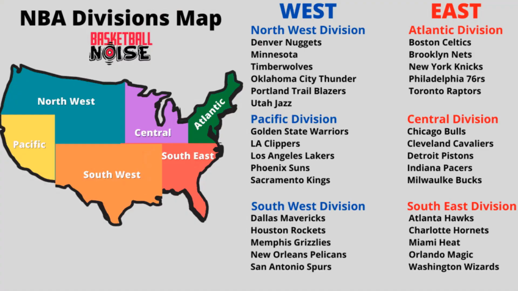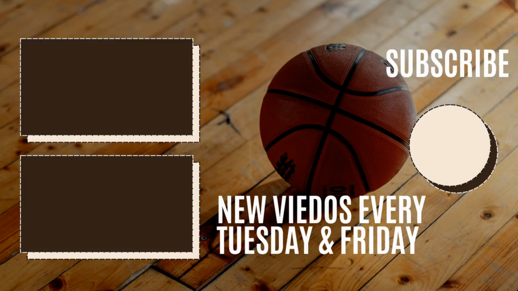Have you ever wondered how the NBA divisions are split on a map across North America? We have looked into this and put together an NBA divisions map. The map highlights how the divisions are split between the Western Conference and the Eastern Conference, as well as geographically. At a quick glance, you can see that the Northwest Division, Pacific Division and Southwest Division belong to the Western Conference. The Atlantic Division, Central Division and Southeastern Division belong to the Eastern Conference.